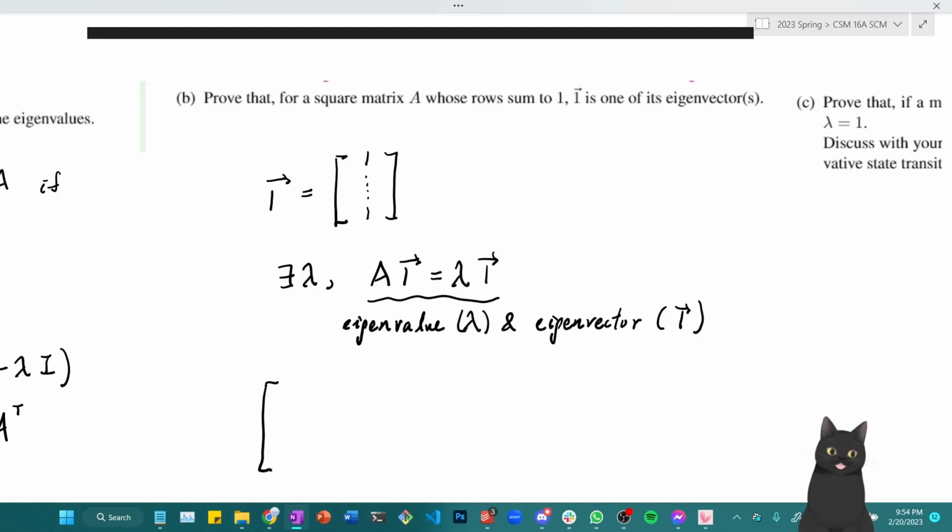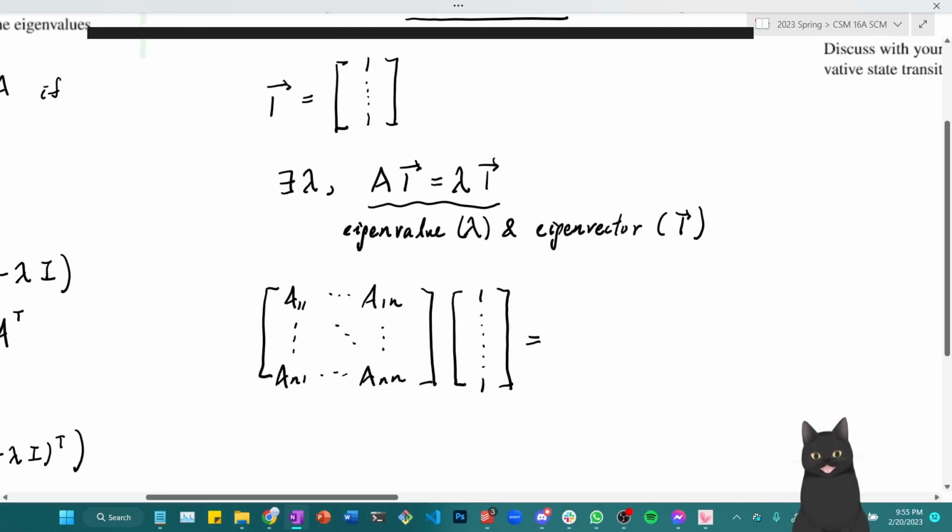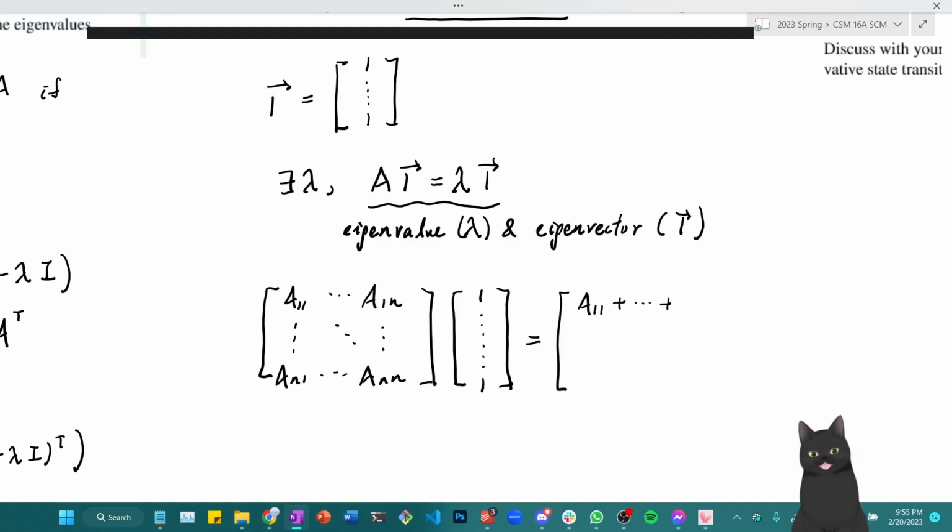For what I'm going to do, I'm going to write A in terms of its components, because that might help us later. So I'll go all the way from A11 to A1n, and I'll write down the rest of the components on the screen so that you can see them. Also, another very important fact that we should continue to remember from the prompt is that the rows of A sum to 1. So, multiplying the matrix A with the vector 1 is itself equal to the vector whose entries would then be the row sum of matrix A.